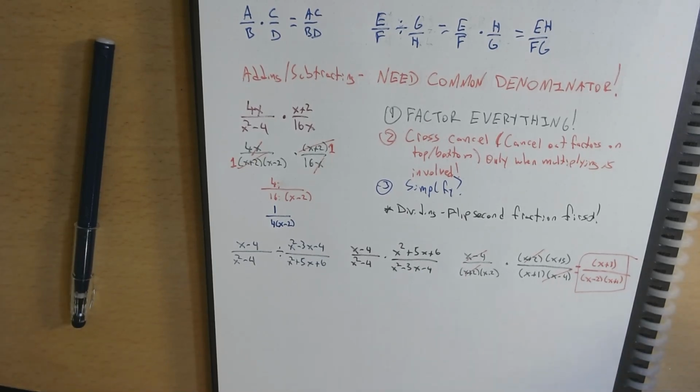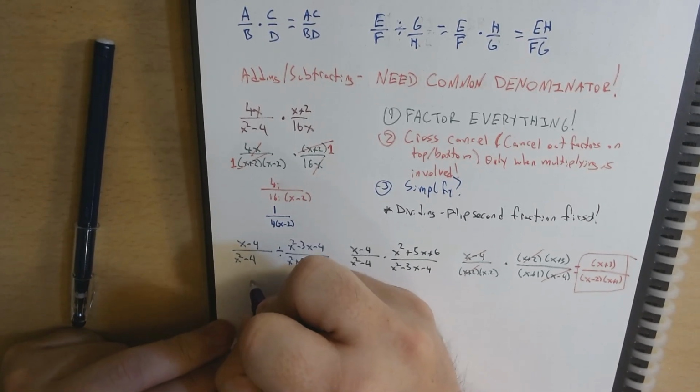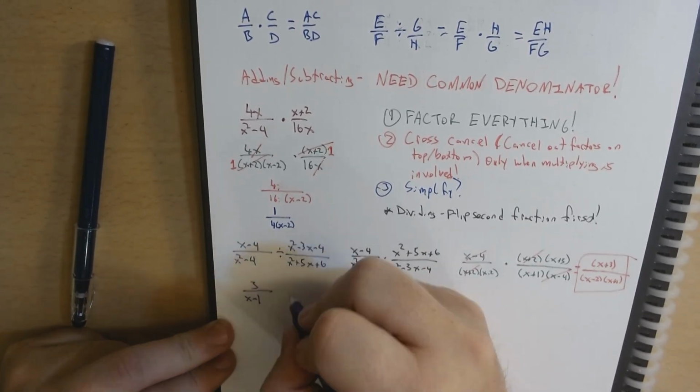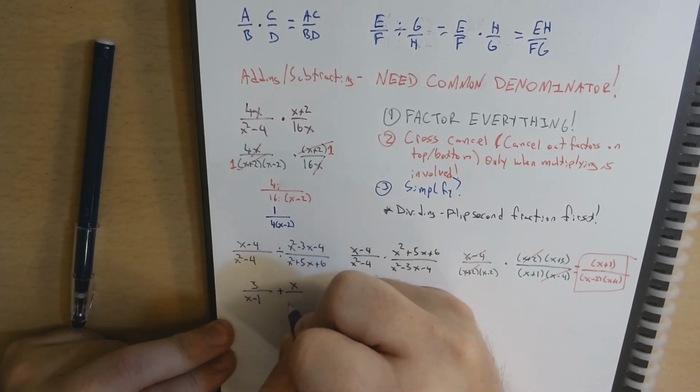So adding and subtracting, like I said, is a little bit more difficult just because you basically have to get a common denominator, and there's a little bit more multiplying involved. So once again, I'm just going to take one from the book to start off with, and then I'll do another one. 3 over x minus 1 plus x over x plus 2.